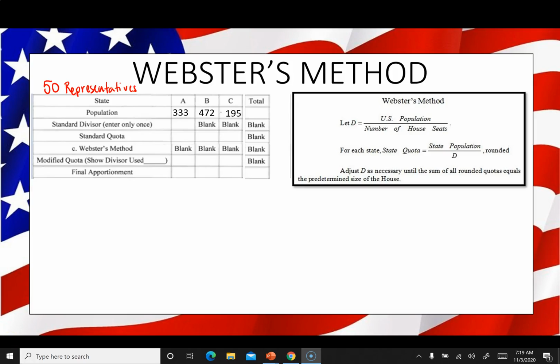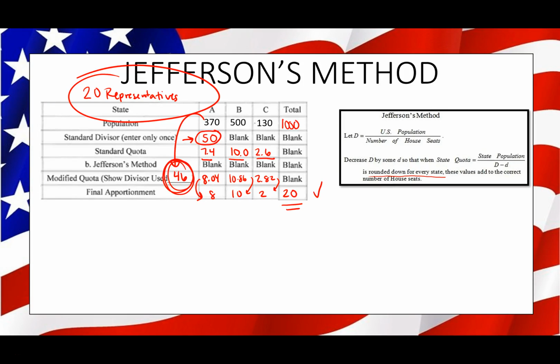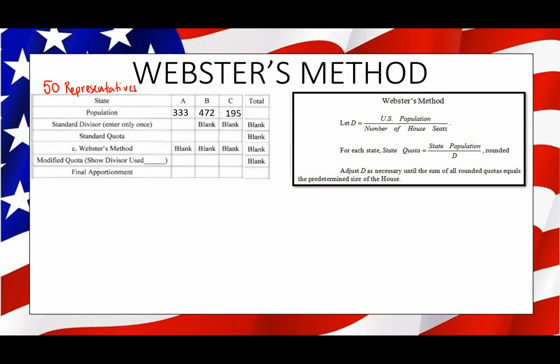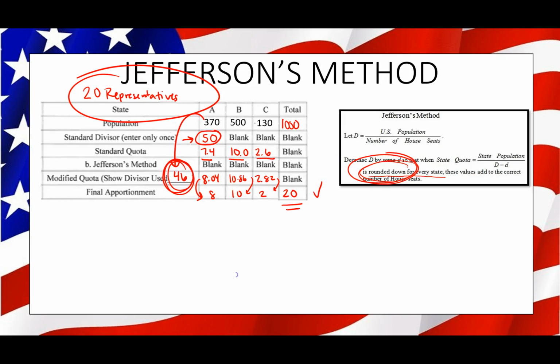All right, let's talk about Webster's method. So this method is really the same exact process as the Jefferson's method, except this one has you round down. But for the Webster's method, you round normally. What do I mean by round normally? What I mean is here, 8.04 would still be an 8, but 10.86 would actually go to an 11 on the Webster's method. And a 2.82 would go to a 3 on the Webster's method.